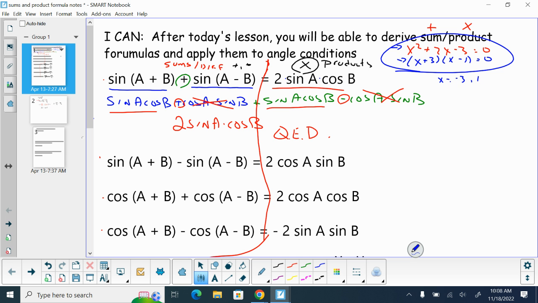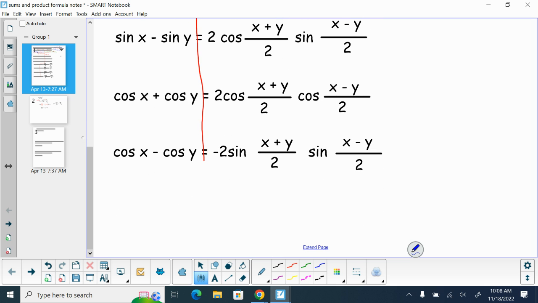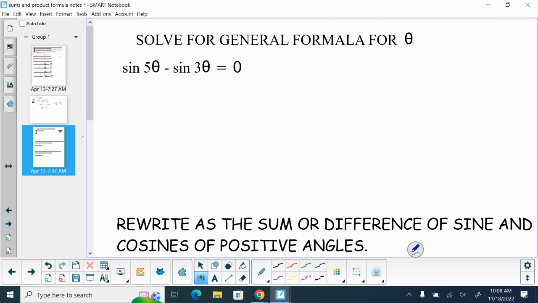Once again, these are 8 things that you should add to your trig identity sheets. Take a look at some problems. We have the sine of 5 theta minus the sine of 3 theta is equal to 0. And we want to solve for the general formulas for theta.